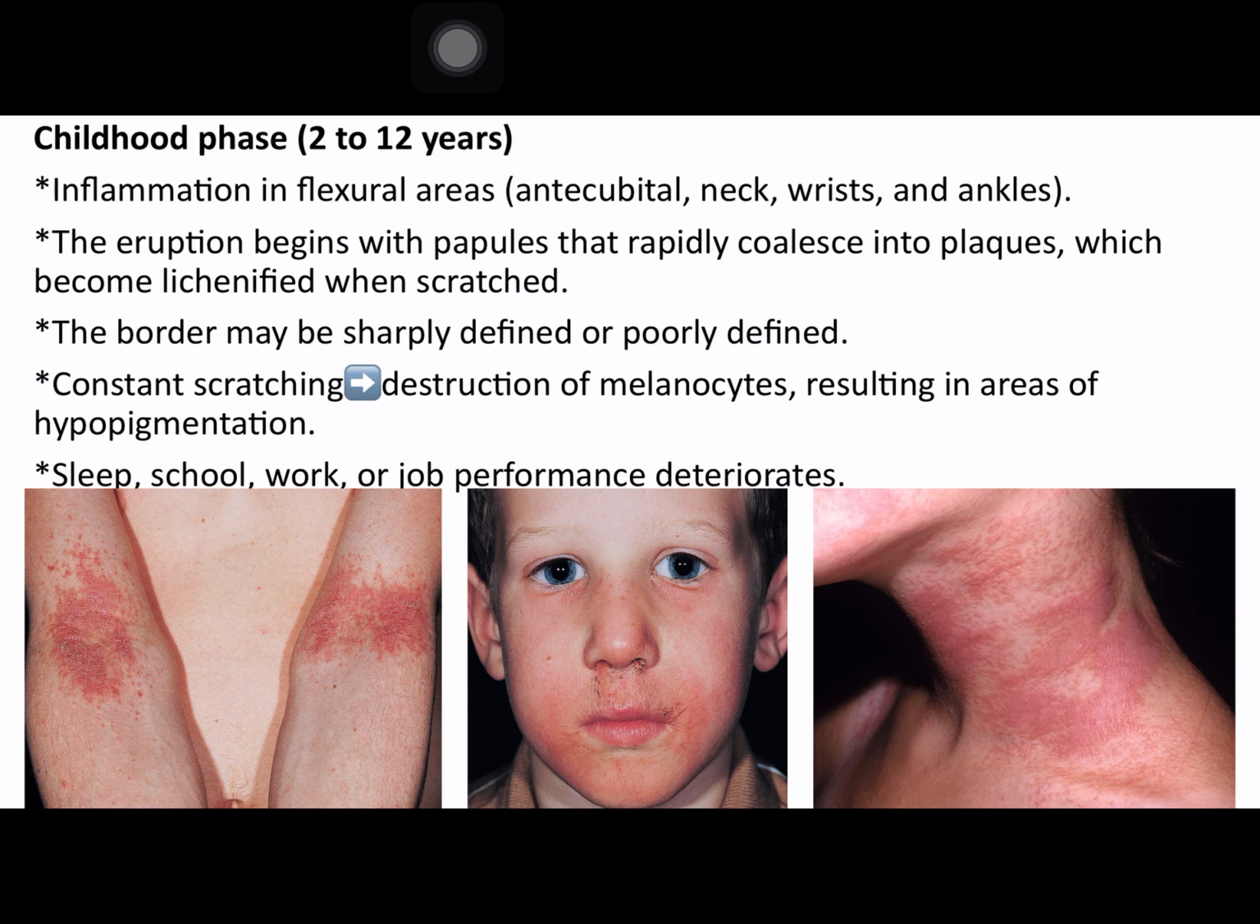The childhood phase starts from 2 to 12 years. The pattern in the child is also the same as in the infantile phase: mainly extensor and facial. There may be inflammation in the flexural areas: antecubital, neck, wrist, ankle. The eruption begins as papules, rapidly coalesces into plaques, which become lichenified and scratched. The border may be sharply defined or poorly defined.